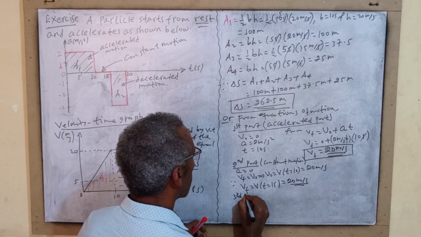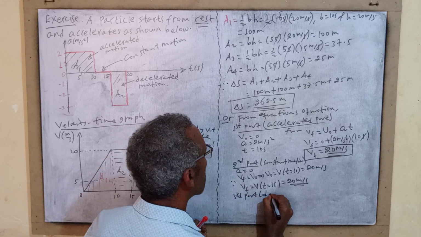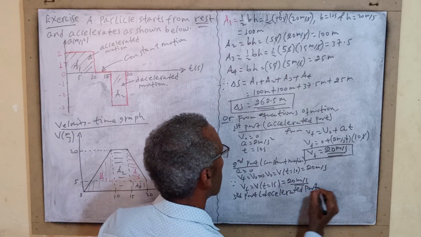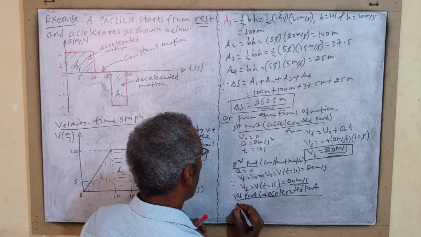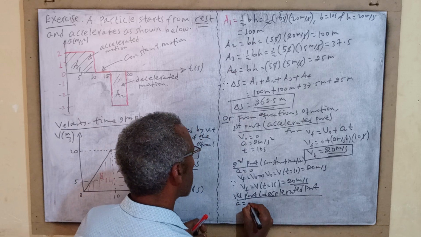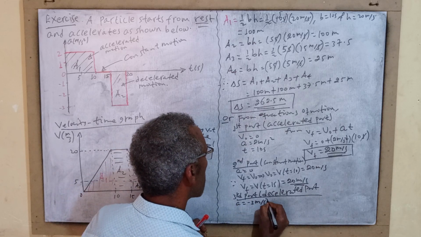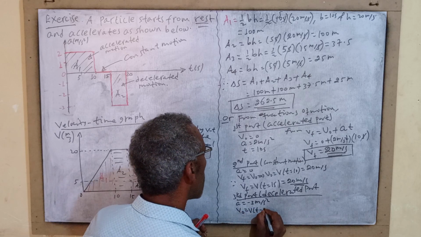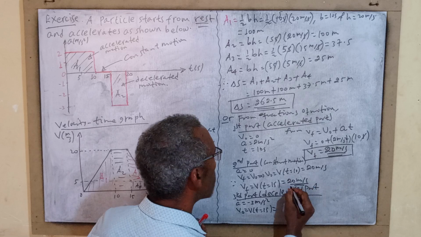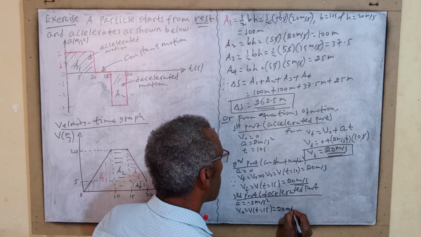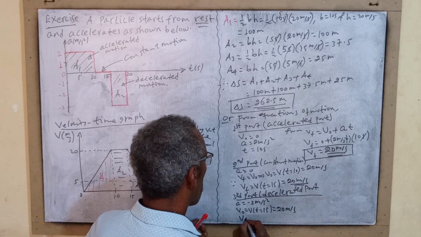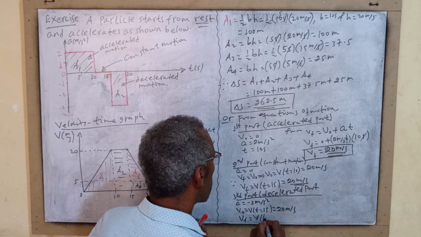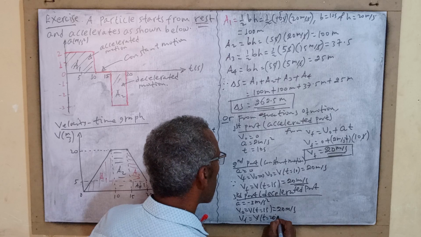Third part, the decelerated part. In this case, the acceleration is minus 3 meters per second squared. Initial velocity is the velocity at t equals 15 seconds, which is equal to 20 meters per second. We need to find v final, that is the speed at t equals 20 seconds.